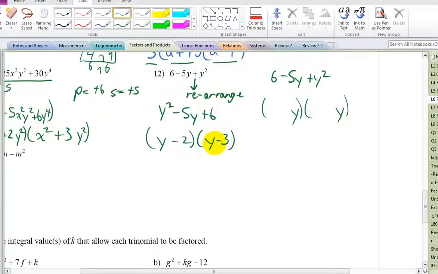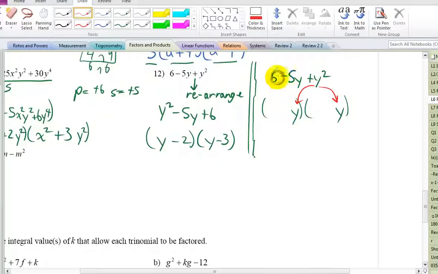Okay, and so you should get y minus 2, y minus 3. Adds to -5, multiplies to 6. Now have a look here at the side for the weird stuff. I'm just going to go over and show you so you're aware of what's happening. I break down the y into y and y. That's all good. You guys can do that.